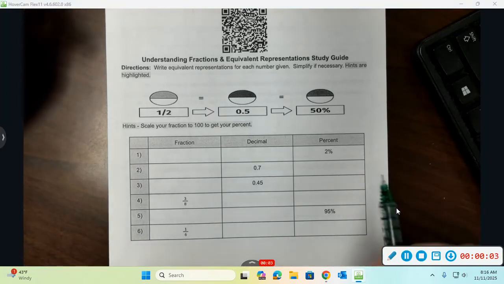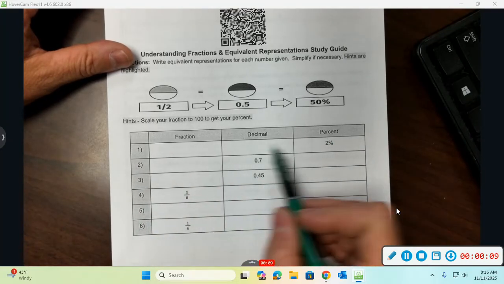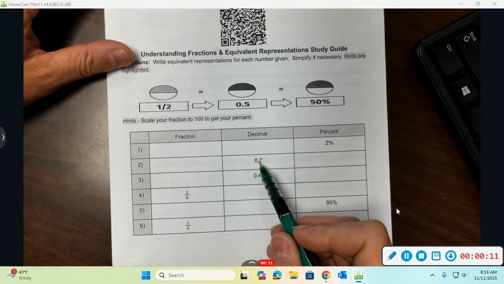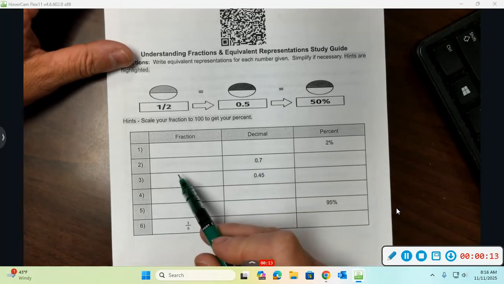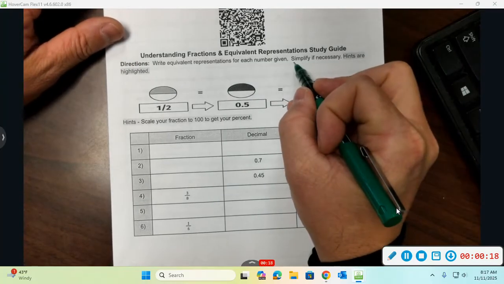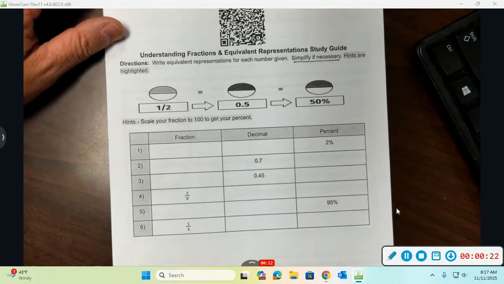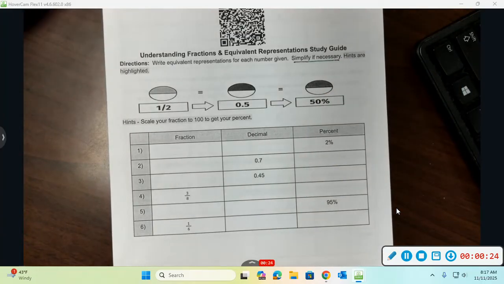All right, let's start. We're going to start here with these questions, okay? If it gives us a percent, we're going to turn it into a decimal or a fraction. If it gives us a decimal, we're going to turn it into a percent or a fraction, okay? But notice right here what it says about fractions. What does it say? Simplify if necessary, okay? So you need to make sure you are simplifying your fractions, and that means to reduce them, okay?